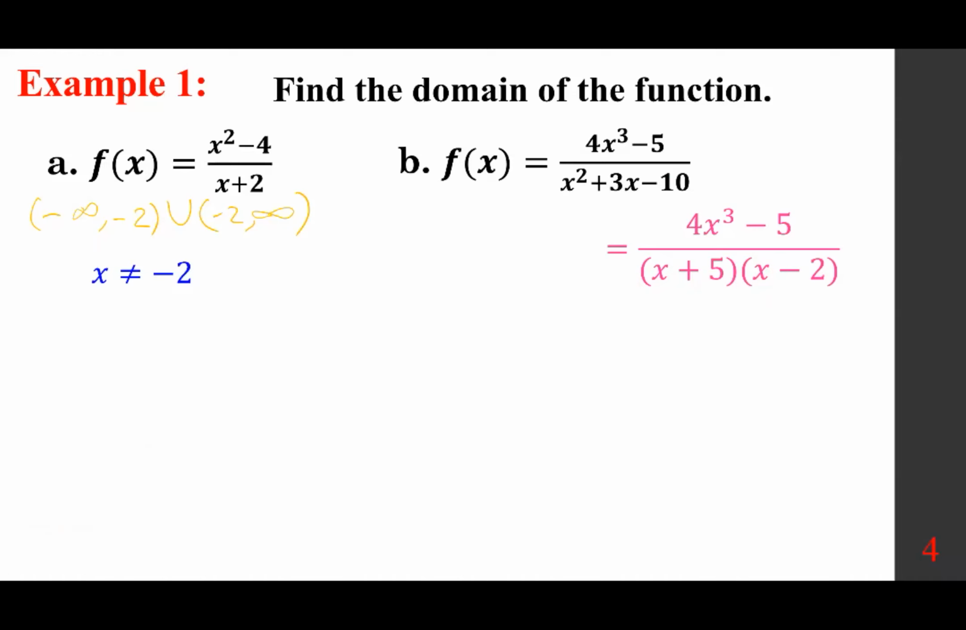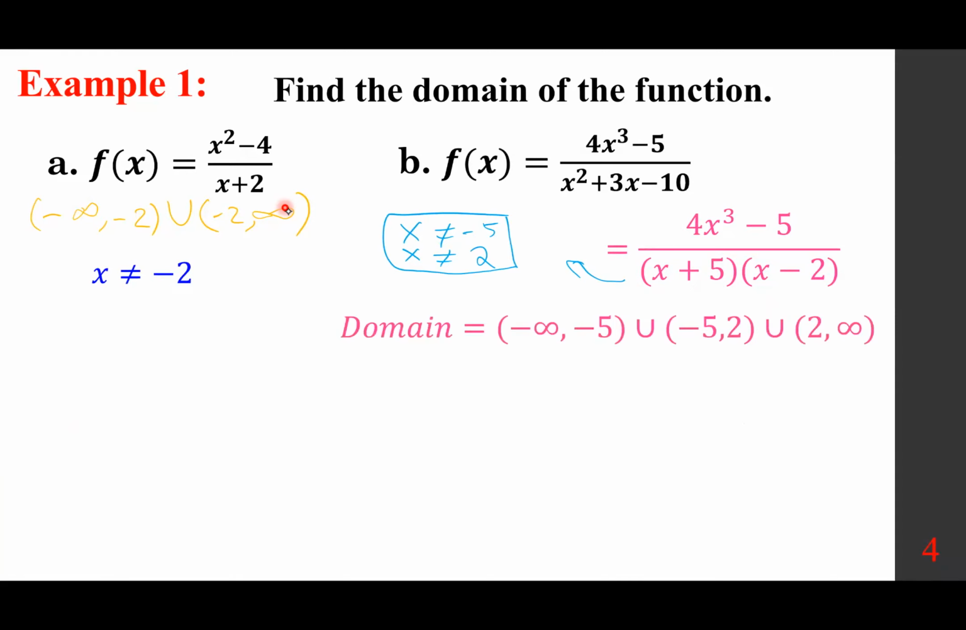Therefore, one way to write this, you can say x can't be negative 5, x can't be positive 2. However, we really want to represent this with an interval format. So here's how we do that. Domain from negative infinity to negative 5, union negative 5 to 2, union 2 to infinity. Notice minus 5 and 2 are excluded because we are using parentheses.